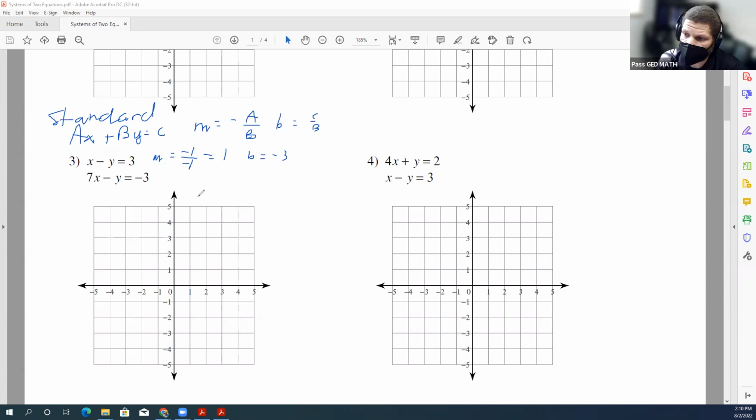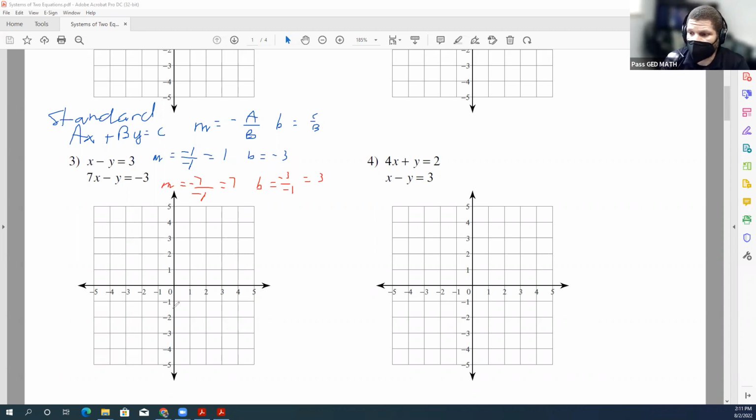Look at the second equation. Our slope is going to be -a, which is a is 7, so slope is -7 over -1. Two negatives make a positive, so the slope is going to be 7. Our y-intercept is going to be -3 over -1, which is 3. So we found our slope and our y-intercept of both equations. Now we must graph them.